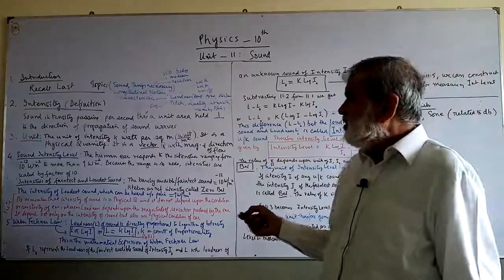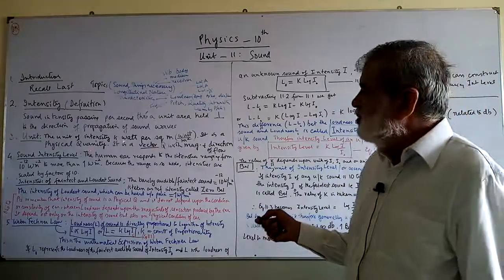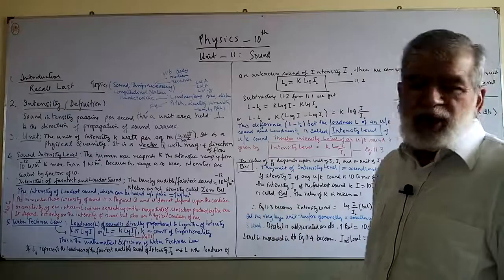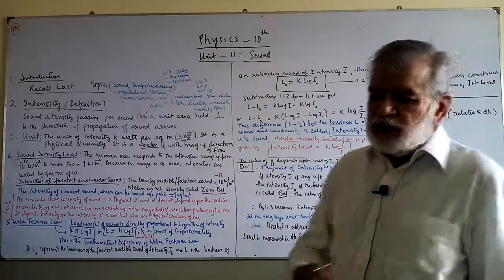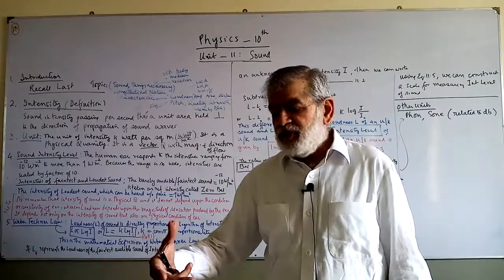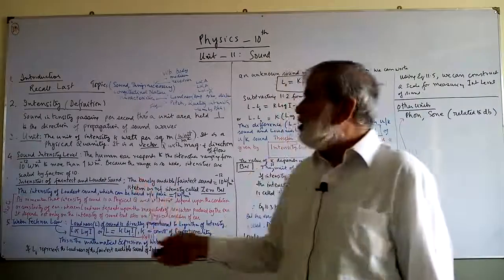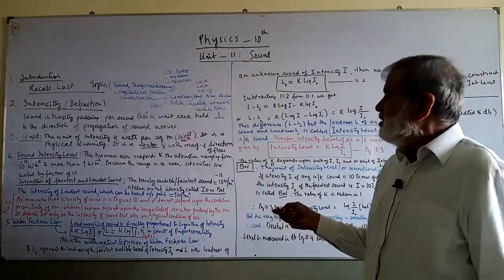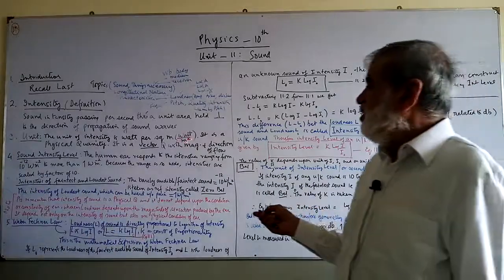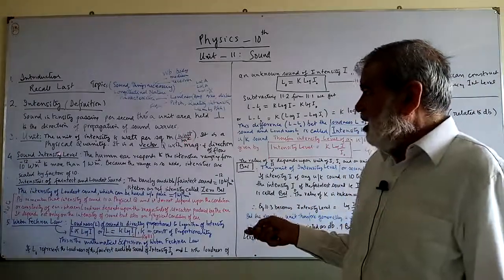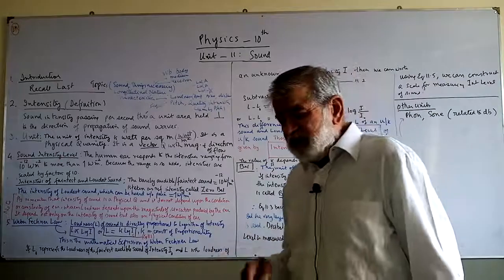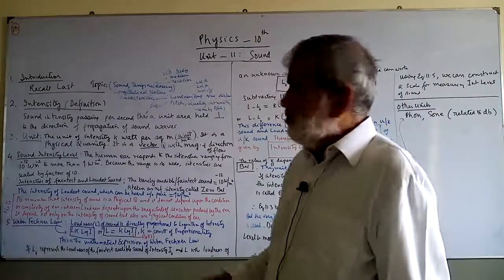The unit of intensity of sound is watts per meter square. The unit is watts, how much energy is coming from the source, and per meter square, in the unit area. So watts per meter square is the unit of sound intensity. Now, as I told you, it is a vector quantity. Remember, it is a physical quantity.